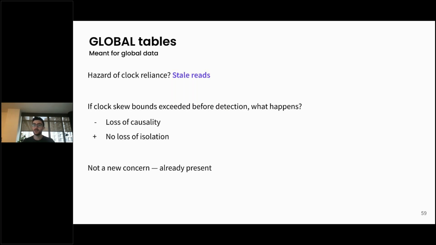The full answer is that if clock skew is not properly detected in time, this can result in stale reads. Now, this is transient in that the data won't be corrupted, but clients could still observe violations of causal order between two transactions. But this is actually a hazard that already existed. We talked about it before. So this new use of clocks isn't introducing any new concerns. And again, a subtle point here is that sufficiently skewed clocks can result in violations of linearizability, but not in violations of serializability. In other words, causality is enforced through clocks, but isolation is not.